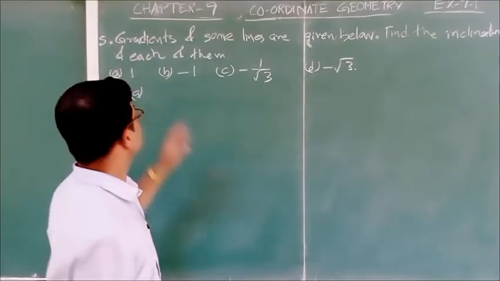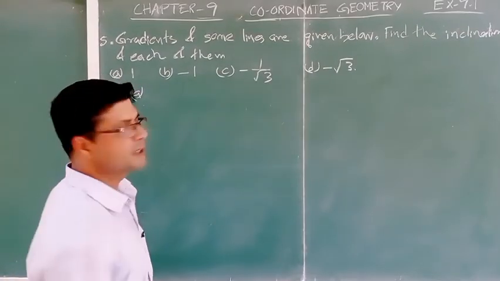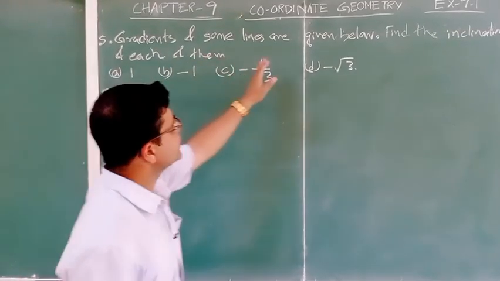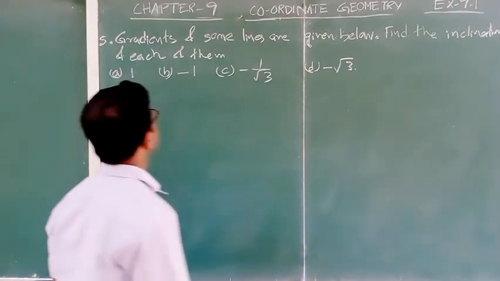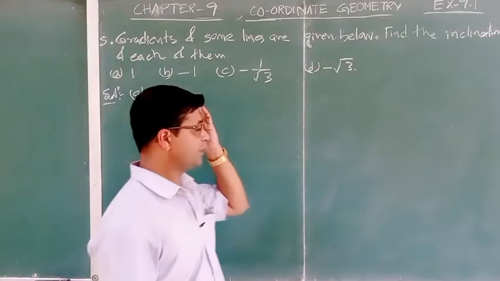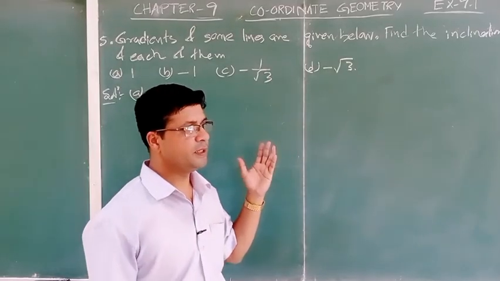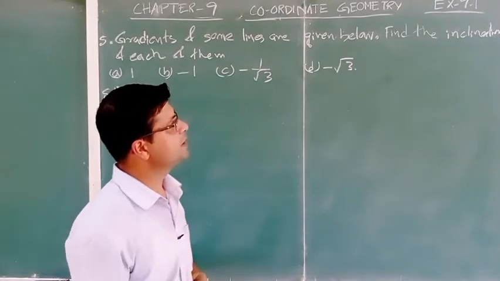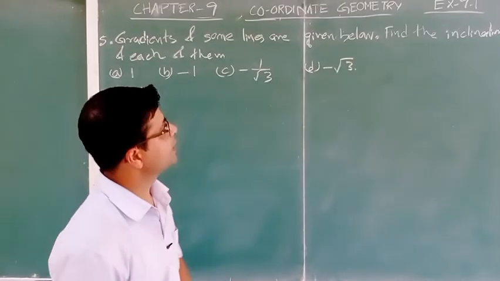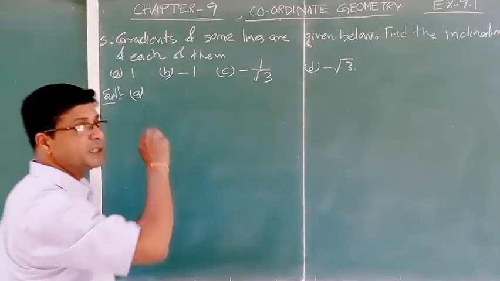Alright. Now dear students, we have taken question number 5. Let us read the question. Gradients of some lines are given below. Find the inclination of each of them. Now up to question number 4 we found that if the inclination is given, we had to find the gradient. Here the just opposite thing is given. That means here gradient is given when we are asked to find the inclination. Okay, but the thing is very simple.